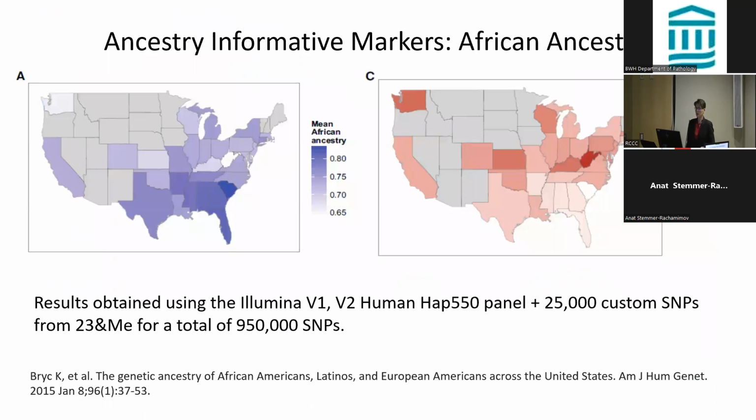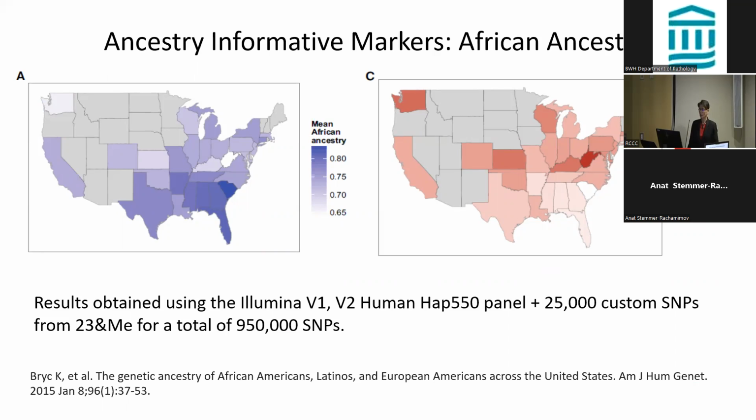So this is a paper looking at ancestry informative markers, and we're going to begin by looking at individuals of African ancestry in the United States. And you can see here that there is a wide range of European ancestry, more than 30% in West Virginia and in Washington State, and in other areas there's much less. So this is significant: the mean is about 16% European ancestry.